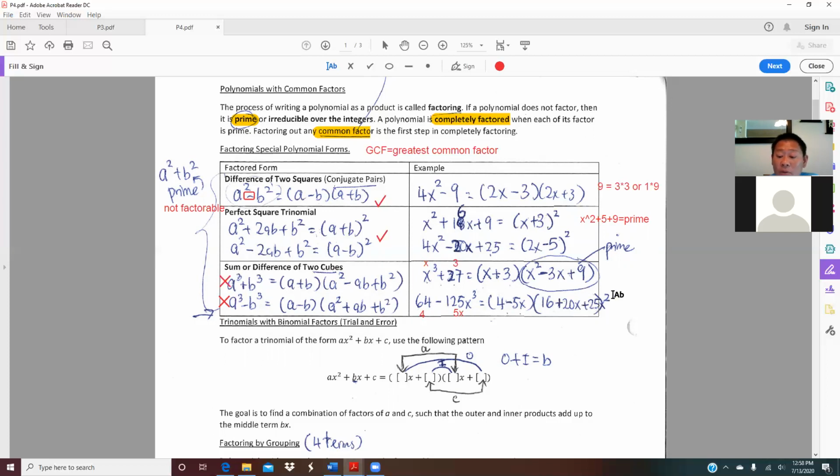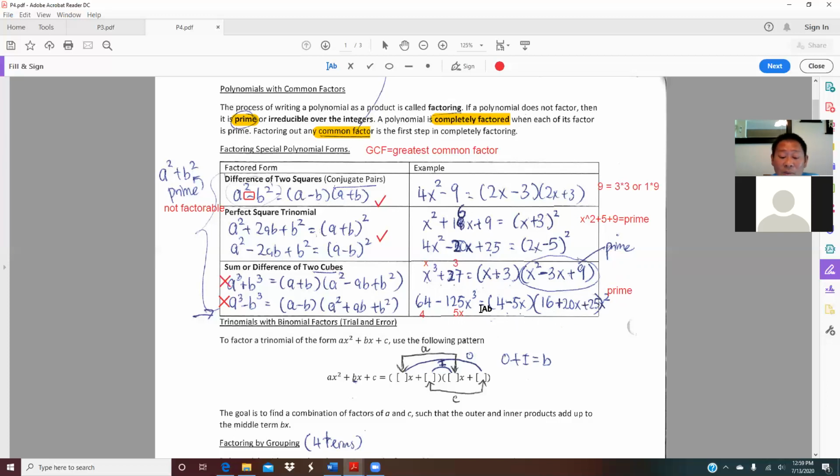And I want to point out to you that the last term here, these 3 terms, the trinomial here, is prime. What I mean by prime here is that you cannot factor this. So do not spend time trying to factor these last 3 terms. You do not need to do it.